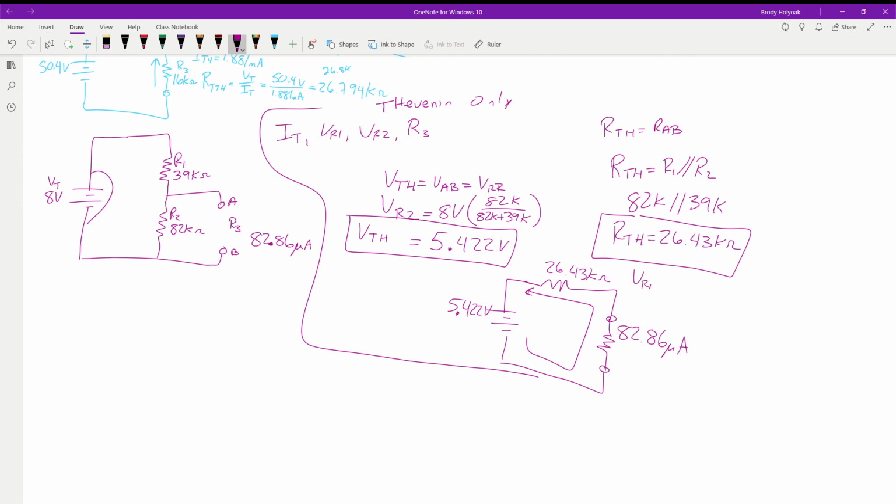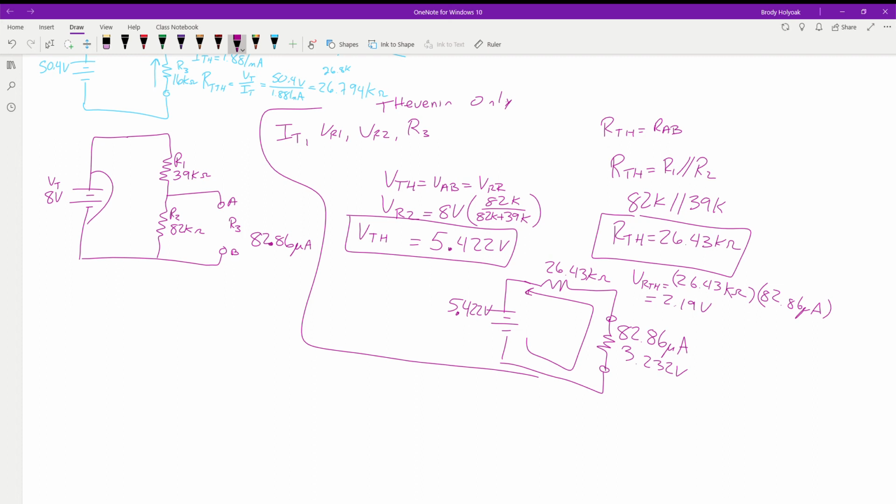So VR Thevenin is equal to 26.43 kilohms multiplied by the 82.86 microamps. And what's that? 2.19 volts. Which means I'm going to subtract the 2.19 from my total voltage here. So 5.422 subtracted by the 2.19 gives me 3.232 volts.